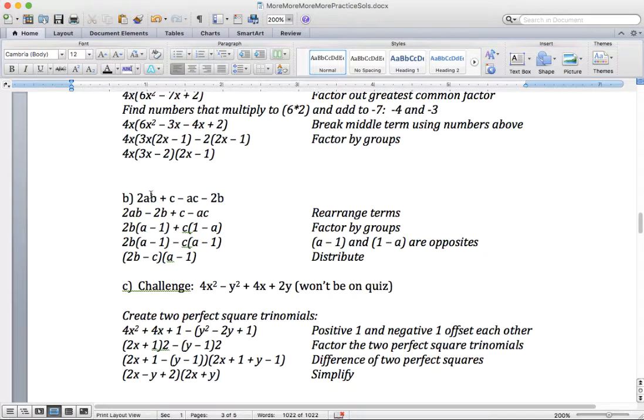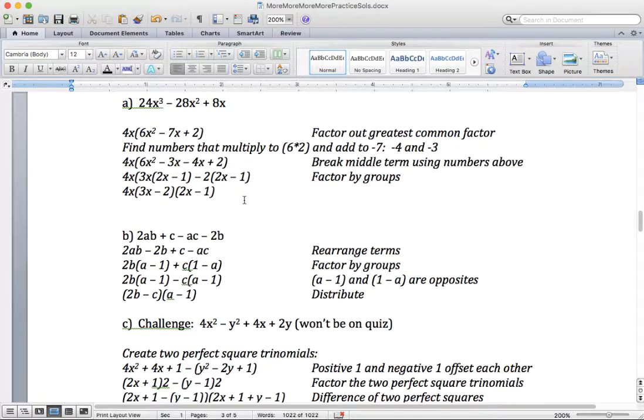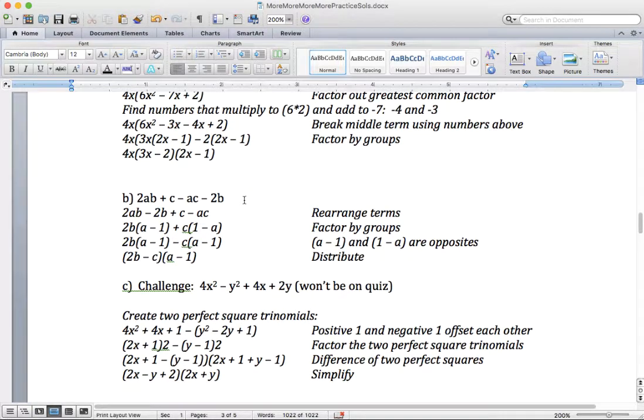Okay, the next one, 2ab plus c minus ac minus 2b. Again, we have 4 terms, so we're either going to be factoring by grouping, or we're going to have a combination of a perfect square trinomial and a difference of perfect squares. But we don't have that second case, so we must use the first approach. And in order to do that, we have to rearrange somewhat so that consecutive terms have something in common.